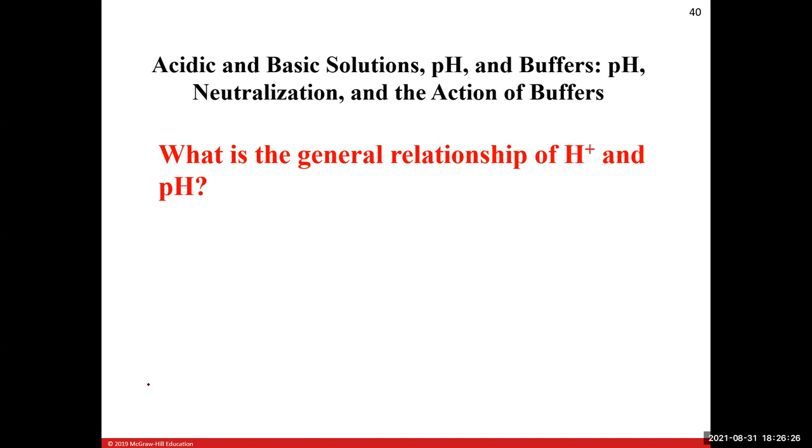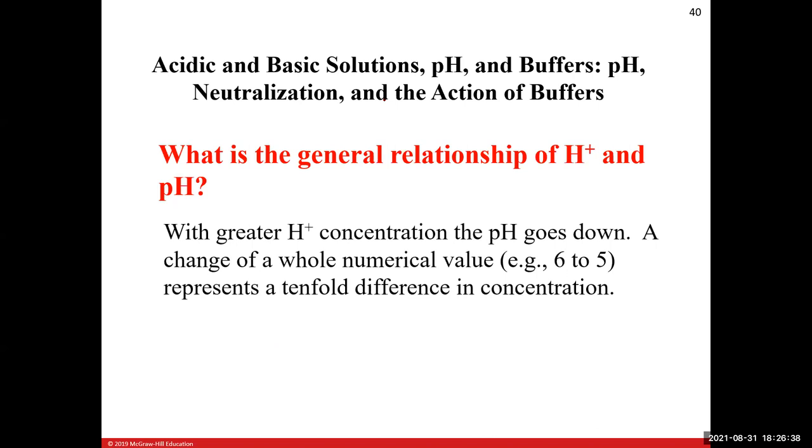Okay. I'm going to push this magic button on my keyboard and see how many of you got it correct. So with the greater hydrogen ion concentration, the pH goes down and vice versa. Basically, I'm talking about that inverse relationship. You are very right.